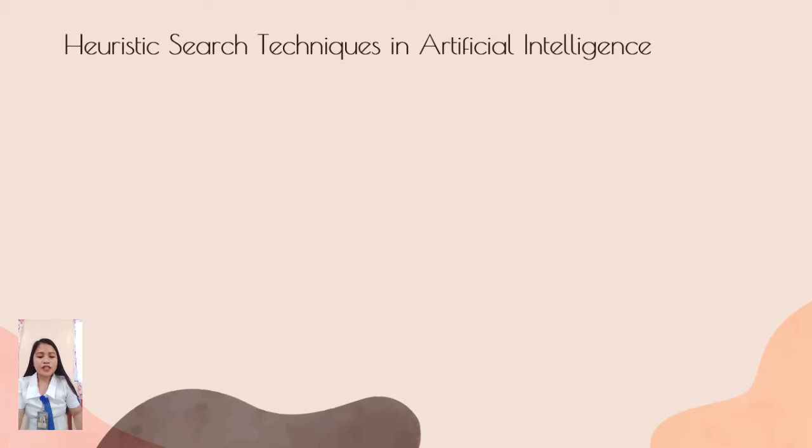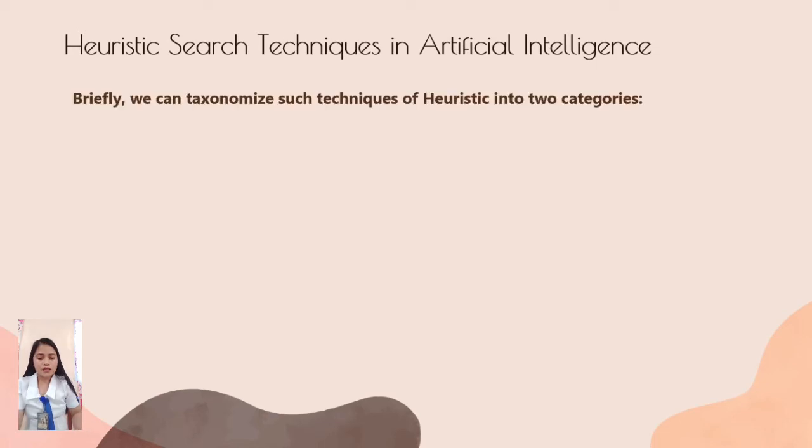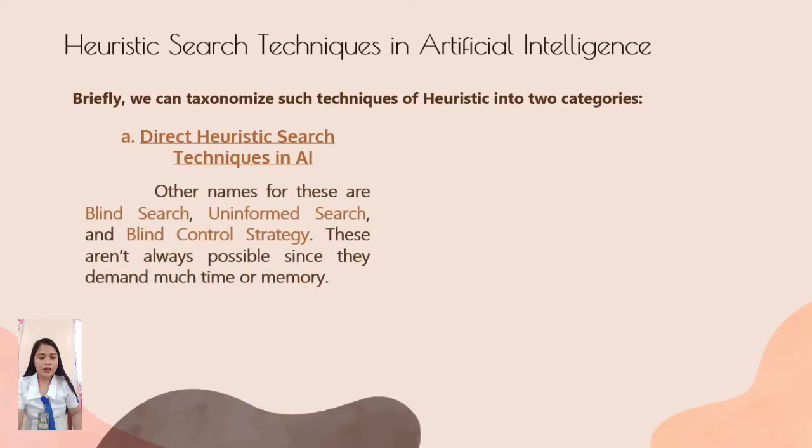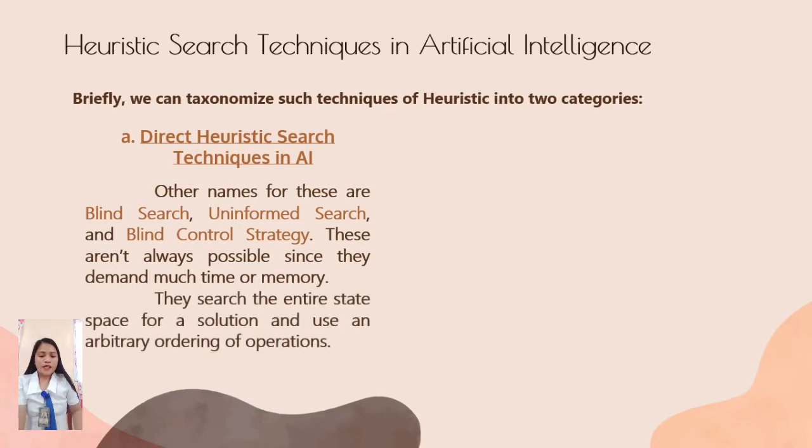Heuristic search techniques in artificial intelligence. Briefly, we can taxonomize such techniques of heuristic into two categories. A. Direct heuristic search techniques in artificial intelligence. Other names for this are blind search, uninformed search, and blind control strategy. These aren't always possible since they demand much time or memory.